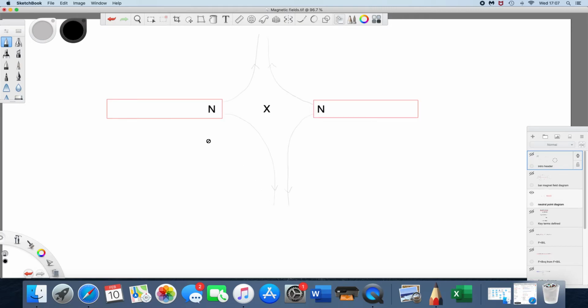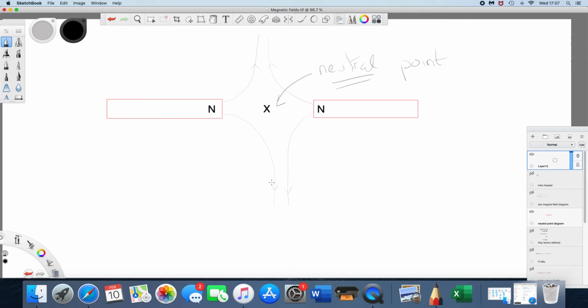If we were to bring two north poles together or two south poles, it would look just like this, except the field lines would be going the other way, towards the south poles. Then you have a point between the two where there is no net field. Again, we'll come across this with our gravitational and our electric fields. You can have a neutral point where there is no net field.